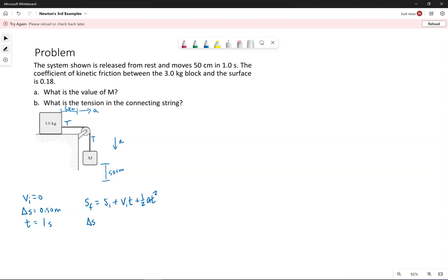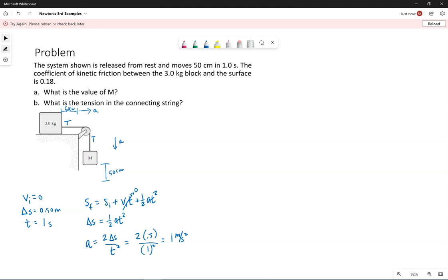delta S, if I bring S initial over, S final minus S initial is our delta S, so we know that. Our initial speed is 0. It tells us the system is released from rest. So this delta S will equal 1/2 a t squared. We know the time, we know the distance, so we're able to calculate the acceleration here. So what, 1 meter per second squared.